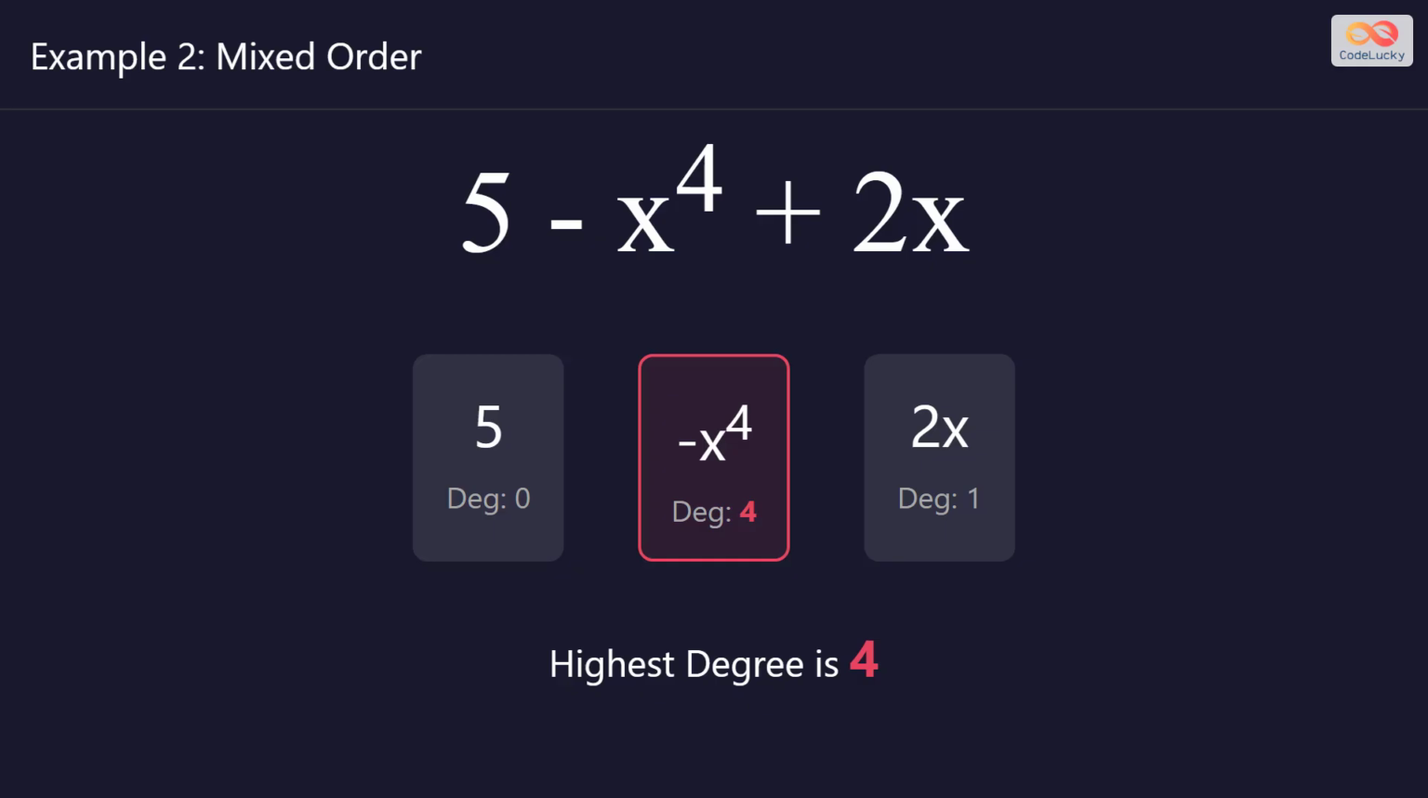Be careful because terms are not always in order. Here we have 5 minus x to the 4th power plus 2x. If we check the degrees, we have 0, 4, and 1. The highest number is 4, so the degree of this polynomial is 4.